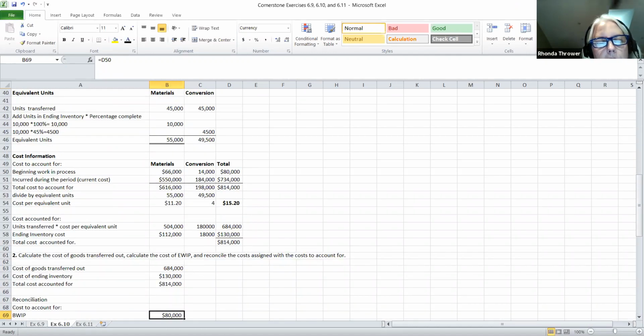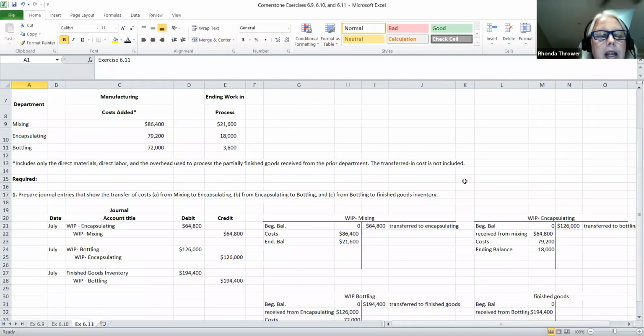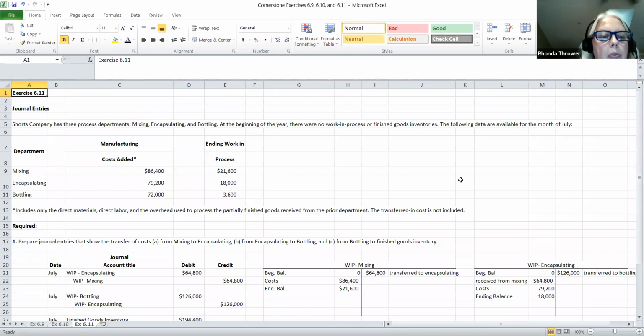So I'm going to move on to the next exercise, which is about journal entries, kind of give you a break from the cost of production reports for a moment. But those cost of production reports are really what this chapter is about. So learn the cost of production report for the FIFO method, learn the cost of production report for the weighted average method.